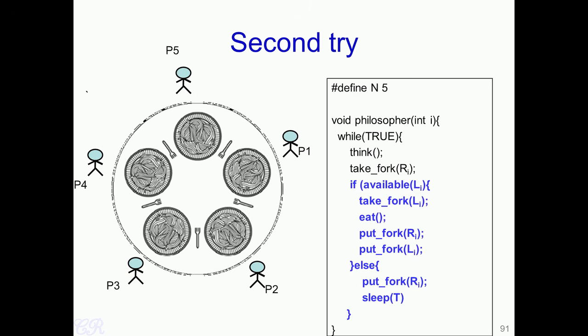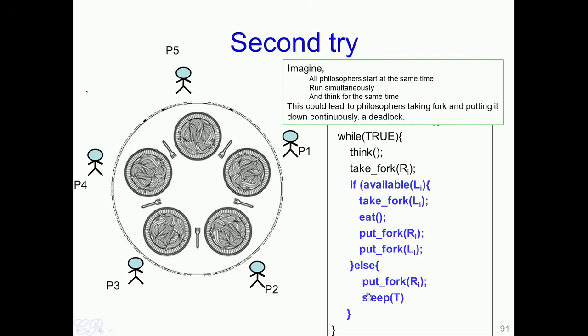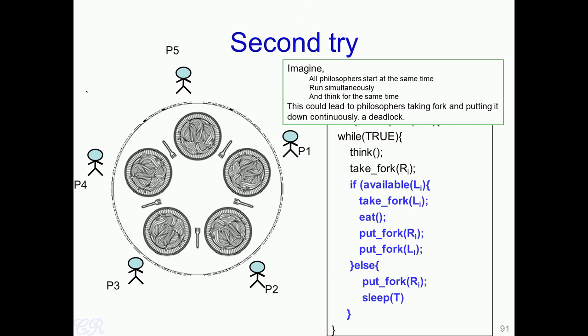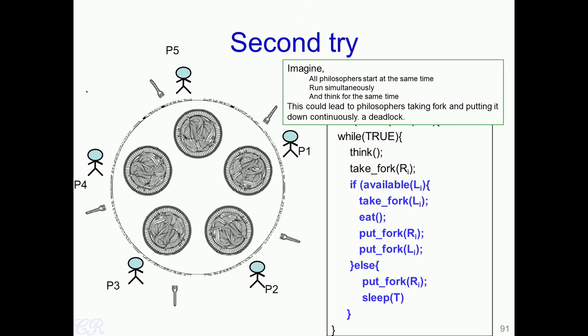So, let us see what is the issue with this particular case. Let us consider a particular scenario where all philosophers start at exactly the same time, they run simultaneously and think for exactly the same time. This could lead to a situation where the philosophers pick up their fork all simultaneously, then they find out that their left forks are not available. So, they put down their forks simultaneously, then they sleep for some time, and then they repeat the process.